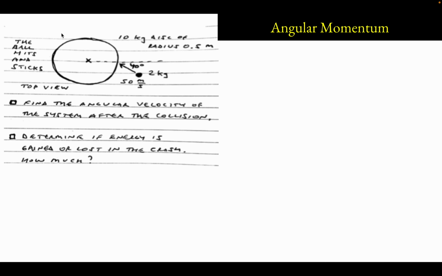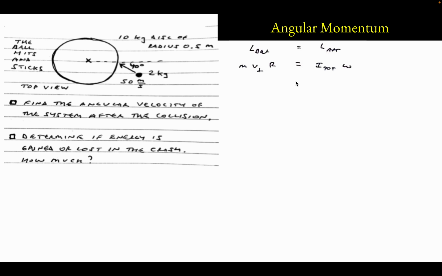Let's look at a collision that produces a rotation. What we've got here is a ball going 50 meters per second at this funny angle, and what it's going to do is hit and stick to this disk, which is free to rotate about this axis that's labeled here with an X. And it says, find the angular velocity of the system after the collision.